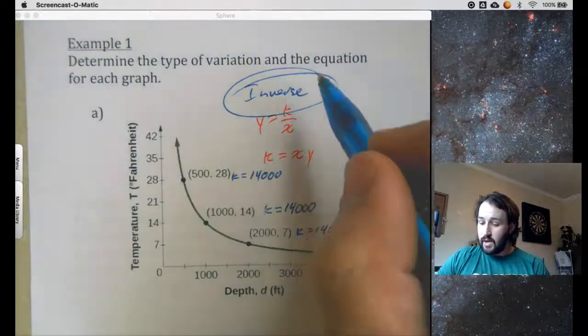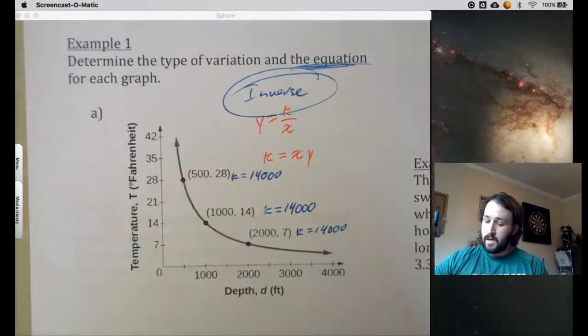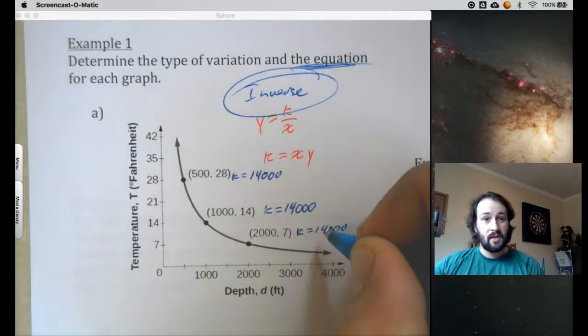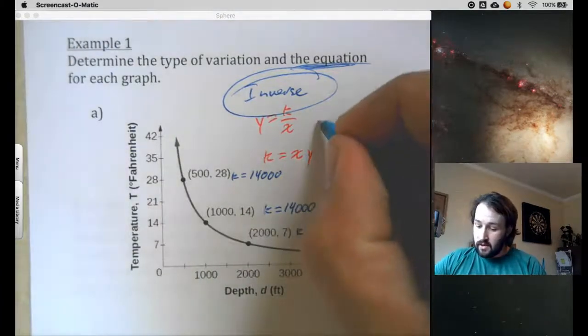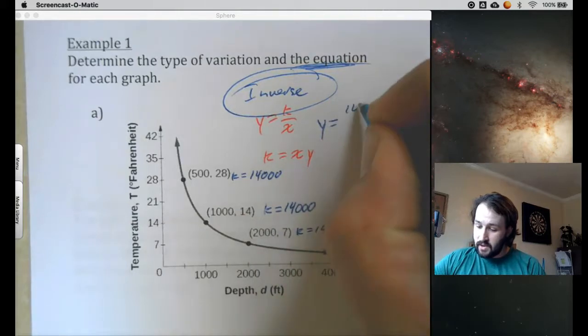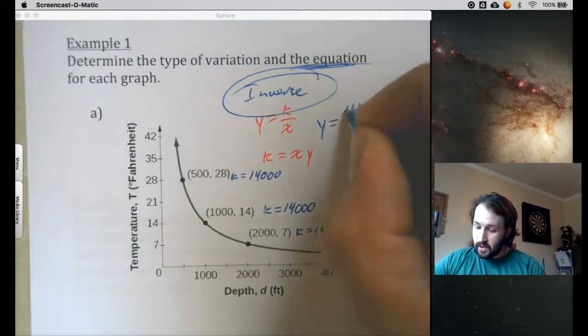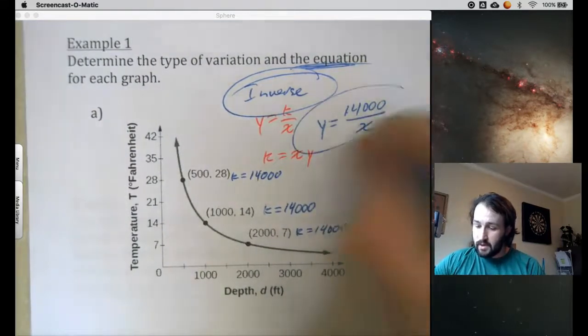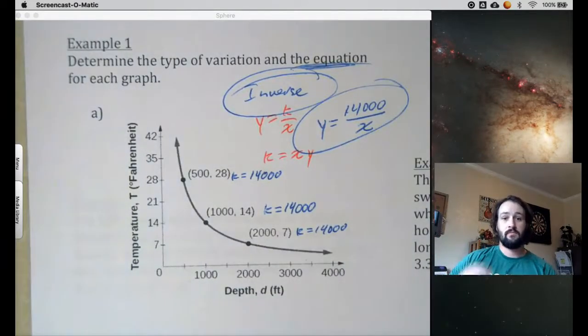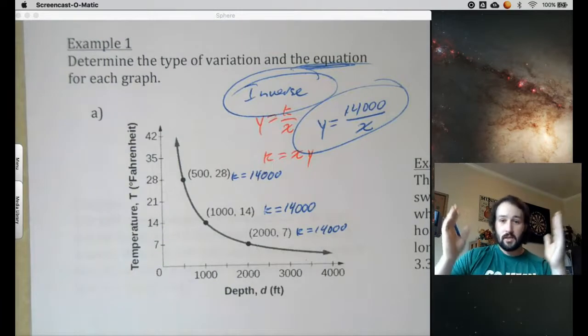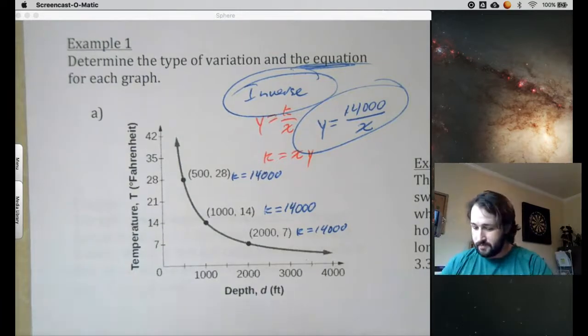Now to give the equation, I'm just going to use that k value as my constant of variation. So my equation would be 14,000, because that's what k is, over x. I'm going to leave y and x in the equation and put in my constant of variation. That's it. Magic. Yes! All right, moving on.